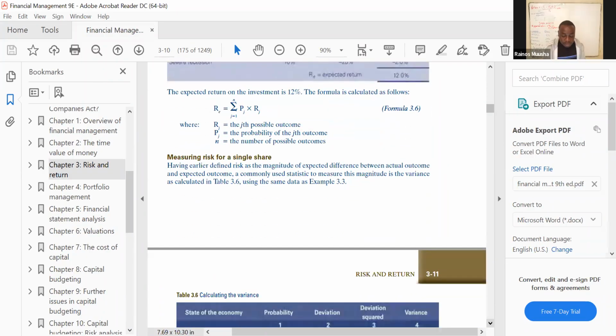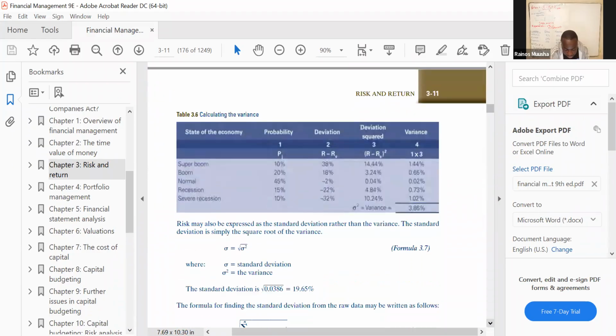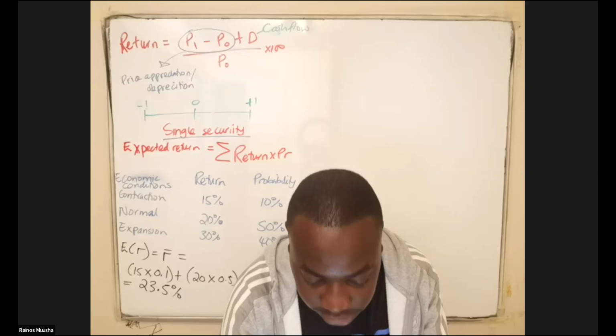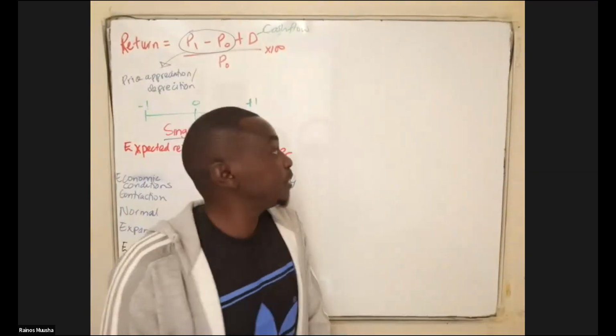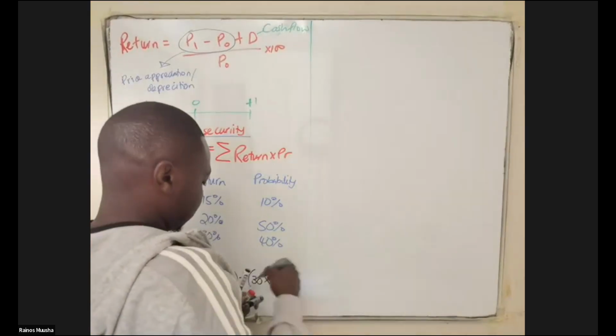Next, now we have the expected return, how do we determine the corresponding risk? Because remember we said for every return, there's also going to be a corresponding level of risk that you're going to be taking into account as well. So in measuring the corresponding risk, we are going to be determining the standard deviation. So for the single security, in measuring the corresponding risk, we're going to be determining the standard deviation.